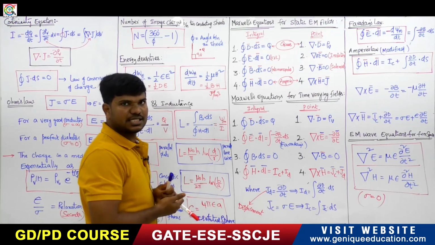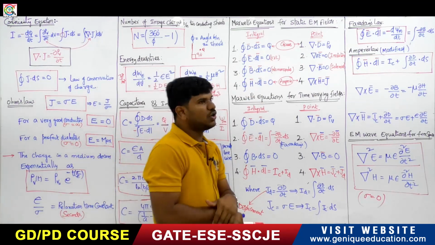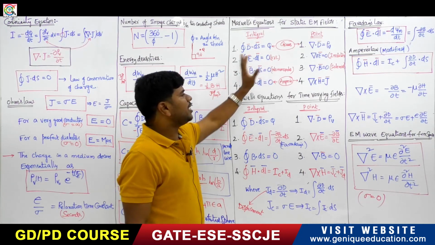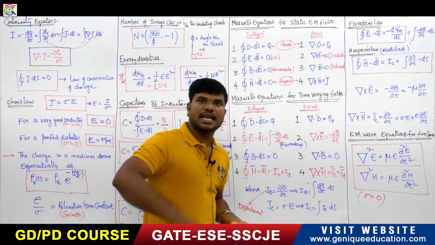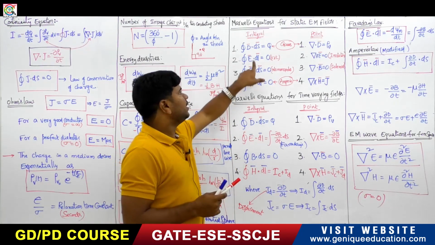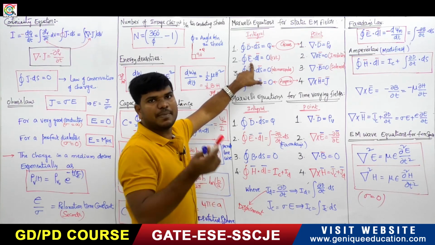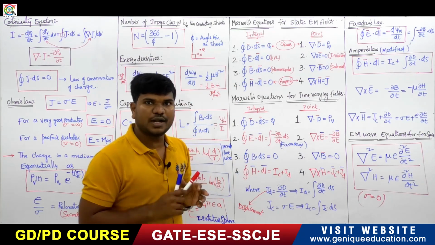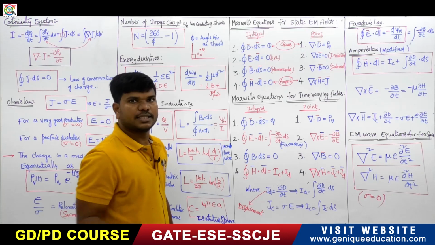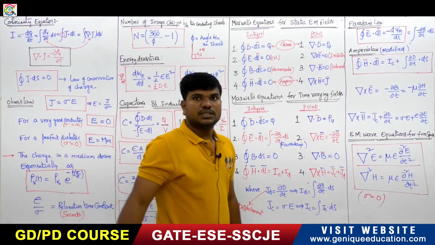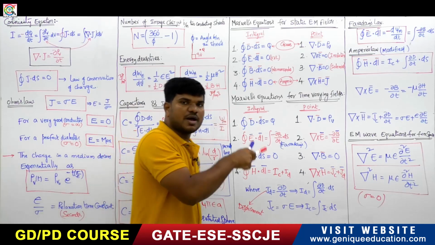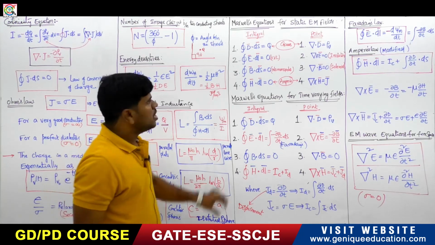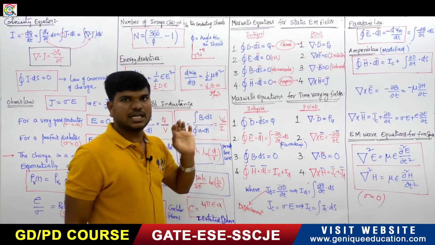So the closed integral of E dot dl equals 0. What is the meaning of this? A line integral means we are calculating the electric field intensity along the line. E is volts per meter, and volts per meter into meter gives you the voltage. The algebraic sum of the voltages within the closed loop is 0. That is called KVL.